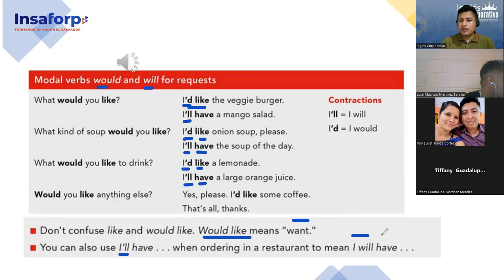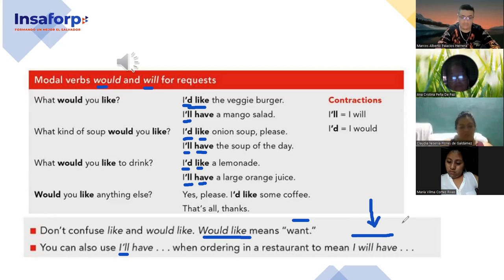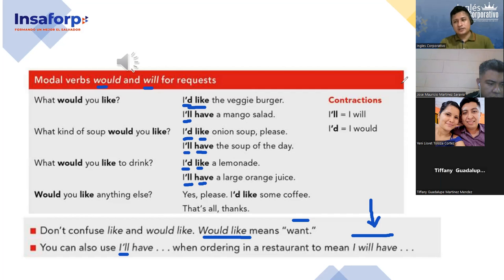So that means I will have. If you use will, you say, I will have. That is the meaning. And would like means I want. Why do we use this one? Well, as the video says, it's because we want to be polite with people that we don't know. In a restaurant, servers or waiters or waitresses are usually polite. They treat you in a polite way.